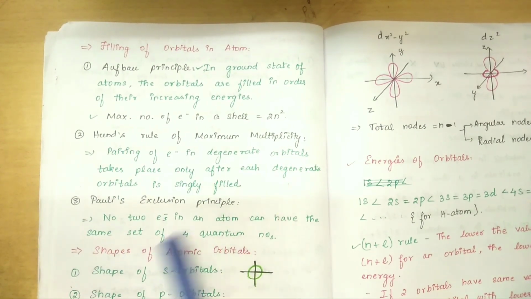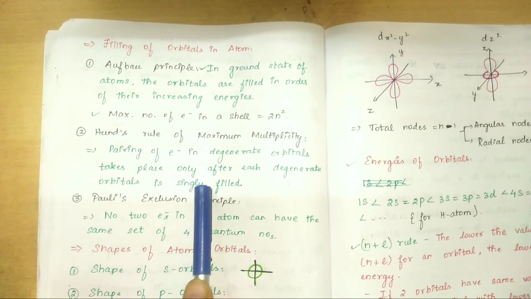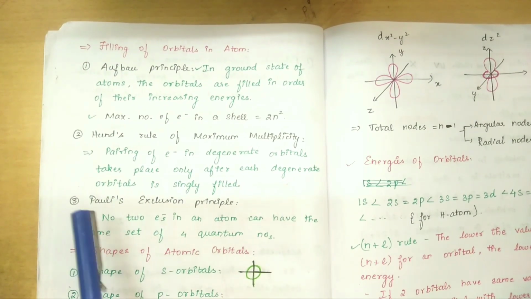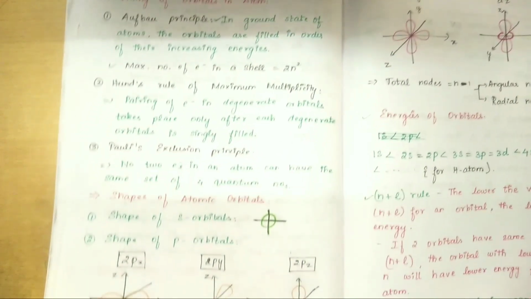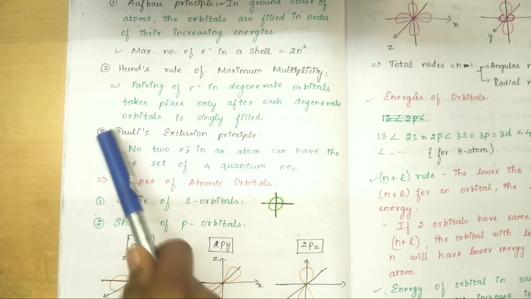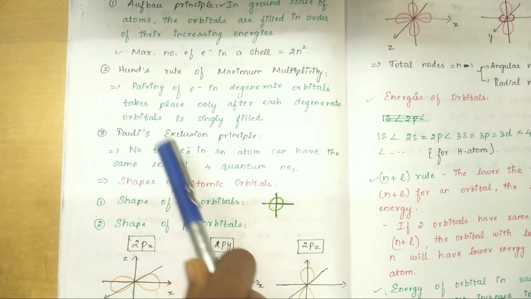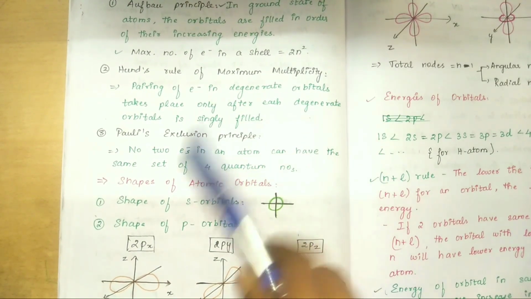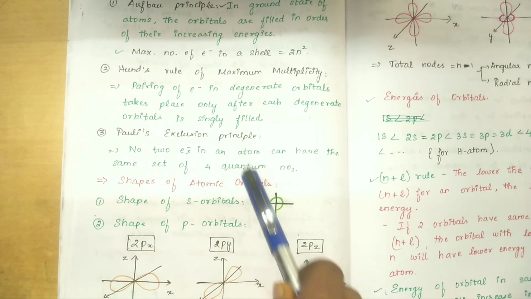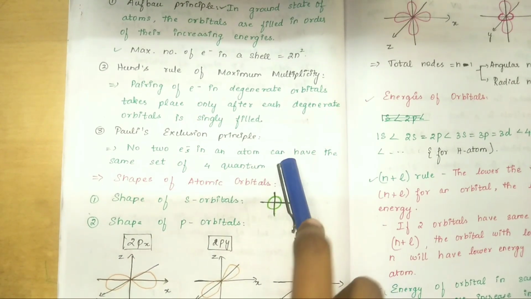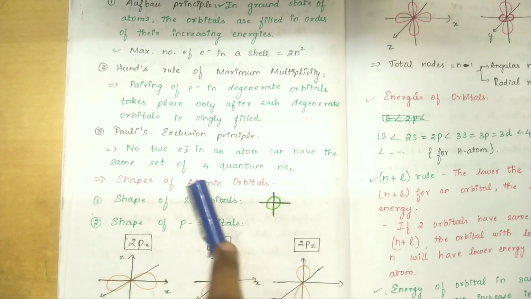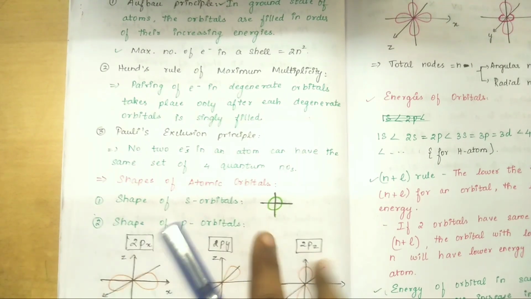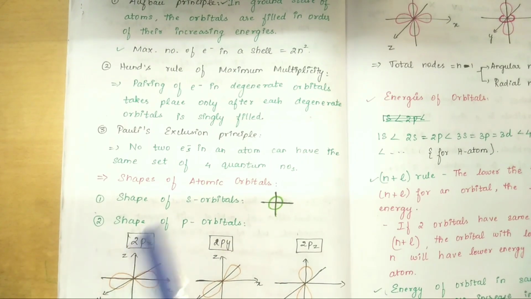Hund's rule of maximum multiplicity. Pairing of electrons in degenerate orbitals takes place only after each degenerate orbital is singly filled. Hund's rule is saying that first each orbital is half filled, and all the orbitals present in a shell should be half filled, then only pairing should take place. The orbitals having the same energy at the same level should be half filled first. If that is done, you should come after that for pairing.